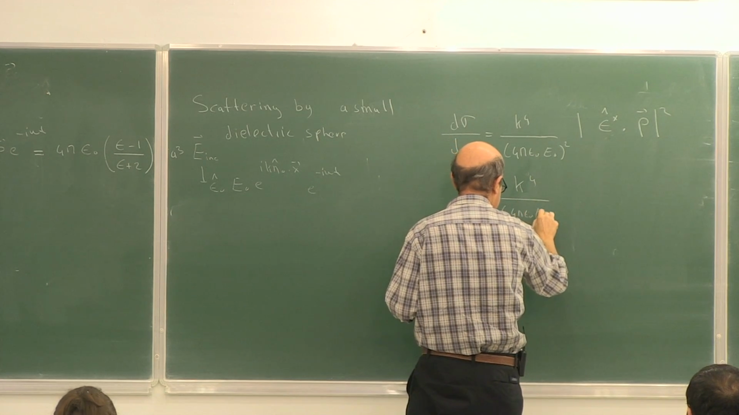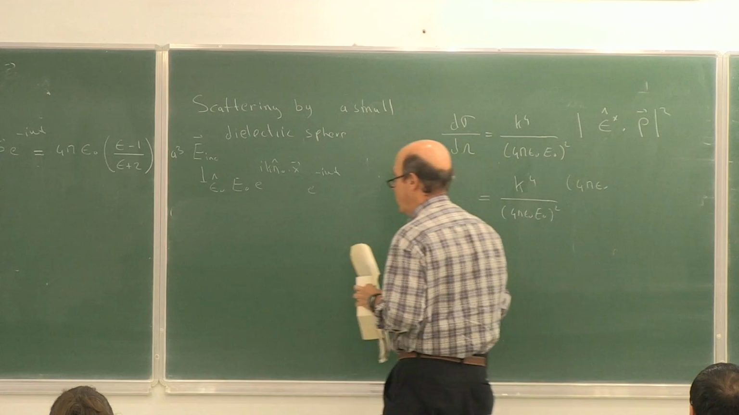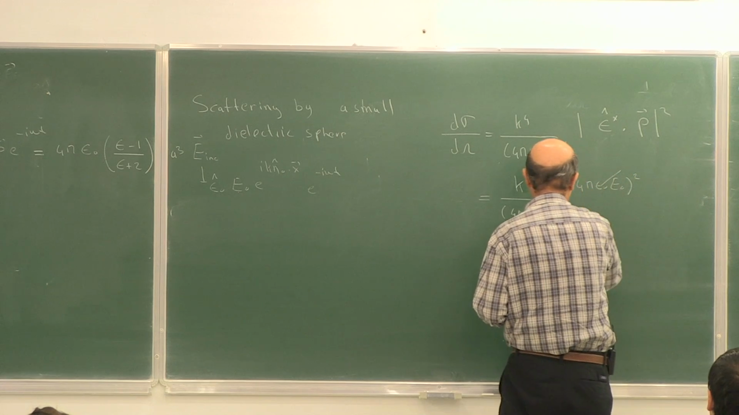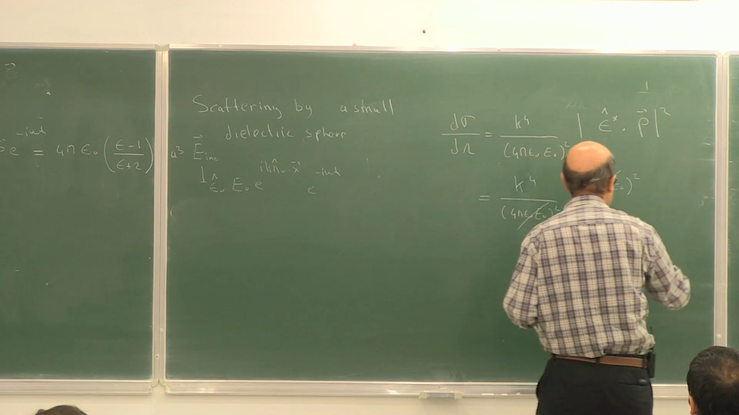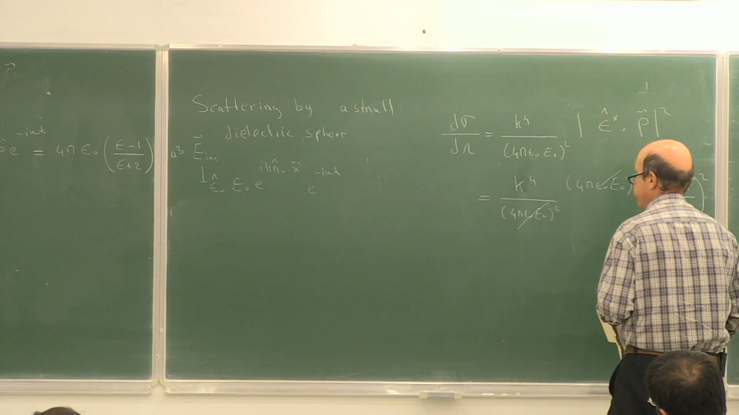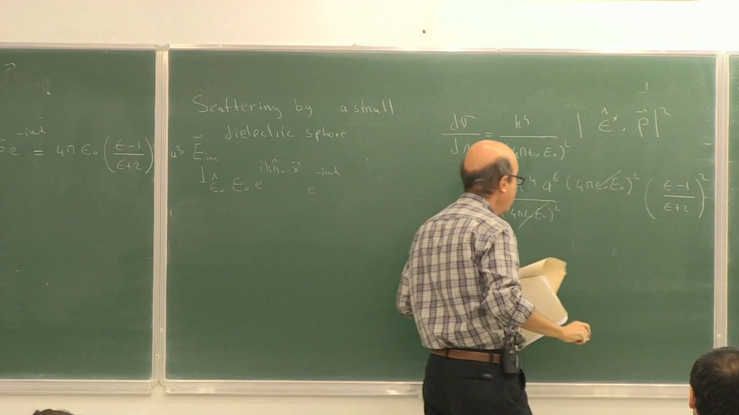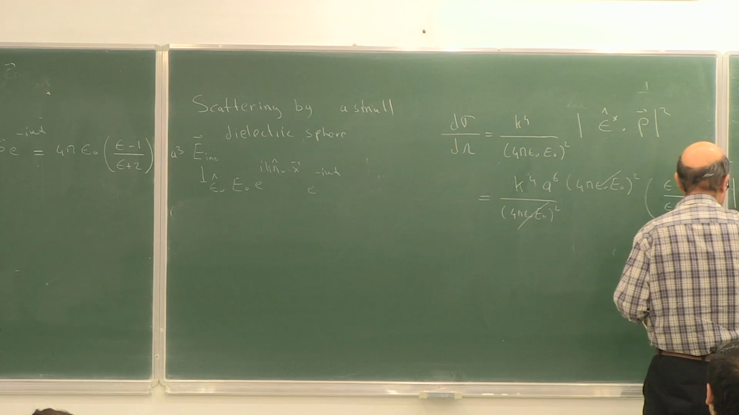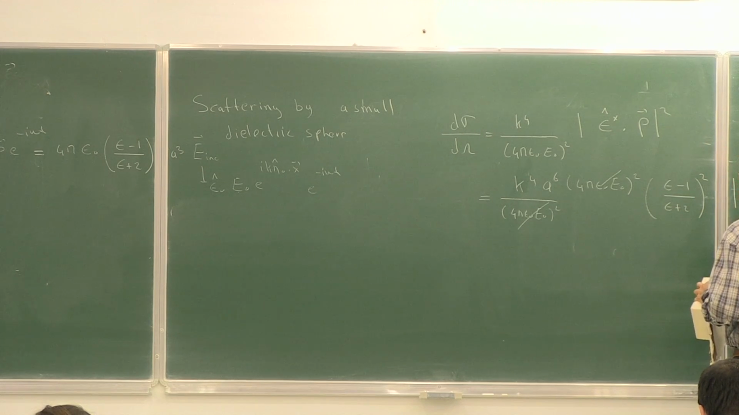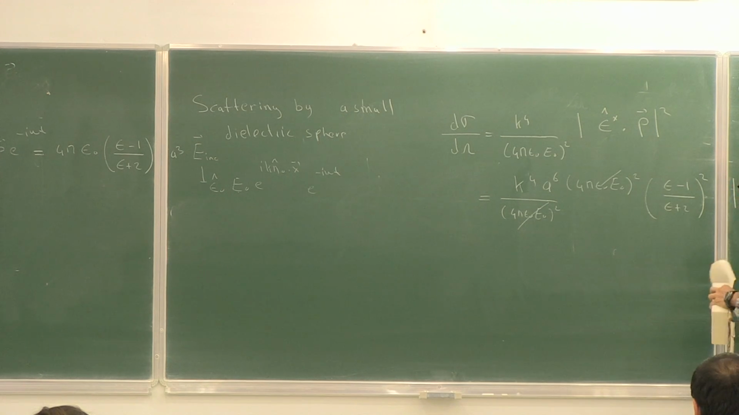4 pi epsilon 0 E0 square. This whole term will be cancelled, and epsilon minus 1 over epsilon plus 2 square, and the square of this a cubed, that is a to the 6 power, and the leftover term, and that is important, we will do some process with that term, epsilon complex conjugate, the polarization after the scattering, that product with the polarization before the scattering.